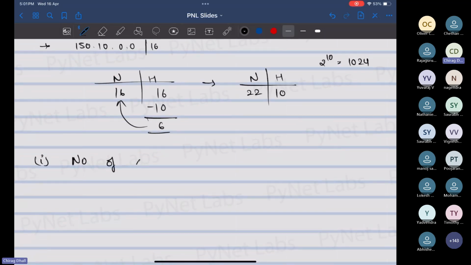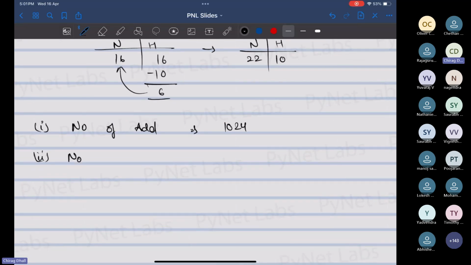Number of addresses: 1024, right? Number of networks: 2 raised to the power 6, 64. Subnet mask for 22 bits will be 255.255.252.0.